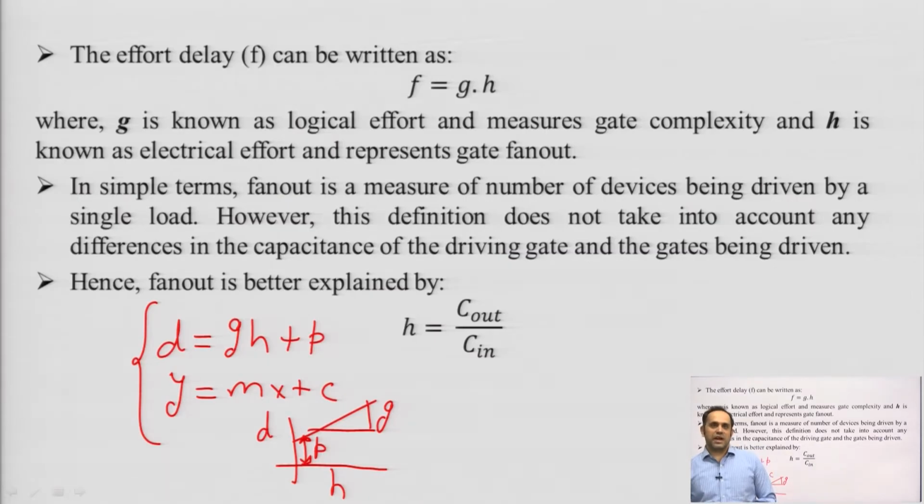As you can see on the slide, I have already described fan out, which is basically the number of devices being driven. But that does not take into account that there might be some differences in the capacitances of the gate which is driving and the gates which are being driven. So, the driver and the load may have differences in capacitance, and that is not taken into account if we simply define fan out as the number of devices present at the load. So, in a better way, the fan out is described as the output capacitance divided by the input capacitance.